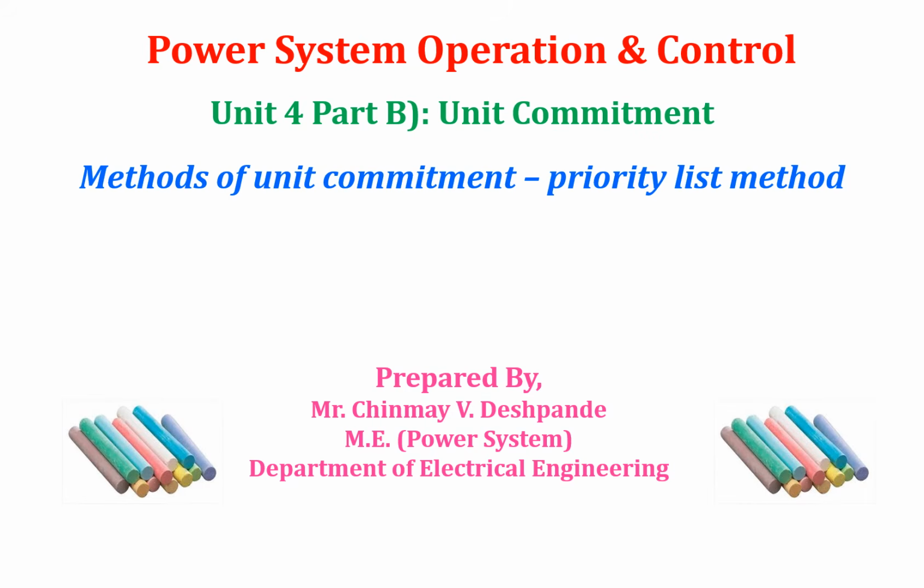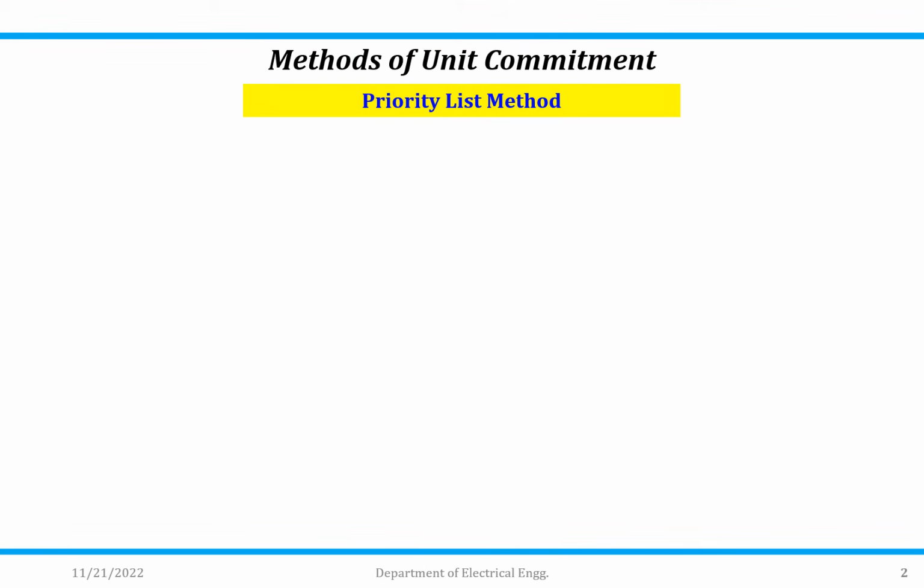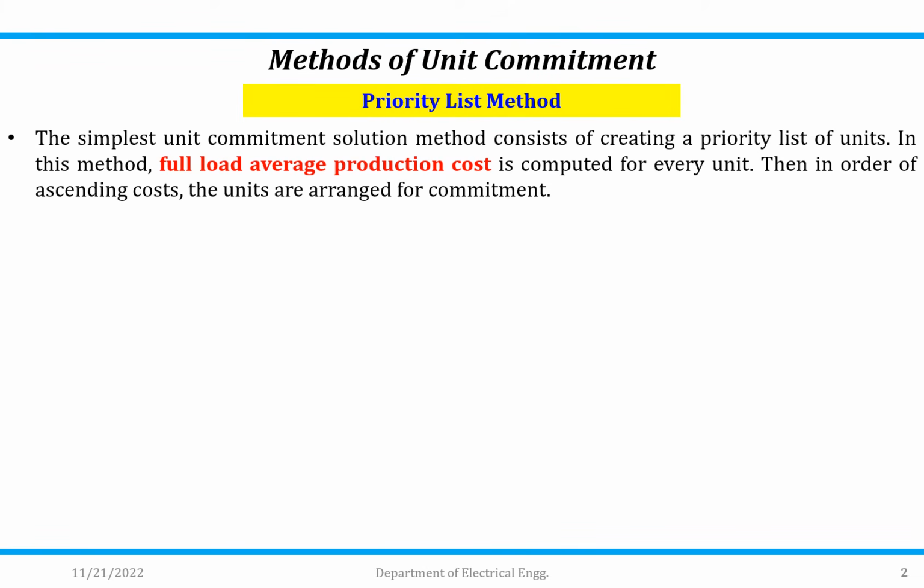In this video lecture, we are going to discuss a topic from unit commitment. The name of the topic is methods of unit commitment, in which the first method is the priority list method. Let's have a discussion about the priority list method.